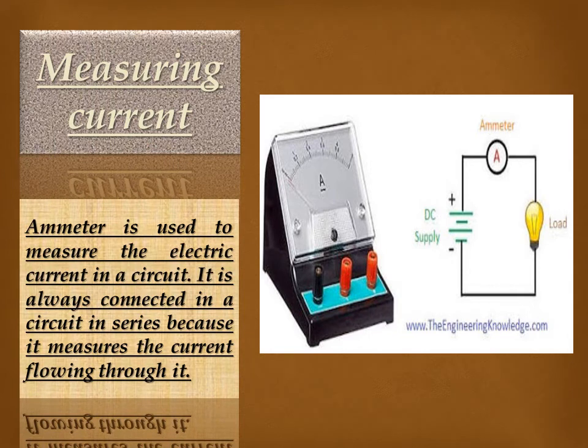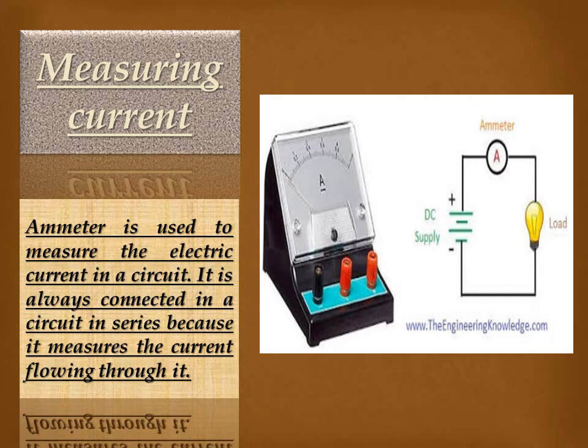Let us discuss how electric current is measured in an electrical circuit. For measuring electrical current, the device used is the ammeter. An ammeter should always be connected in a circuit so that it can measure the current flowing through it.